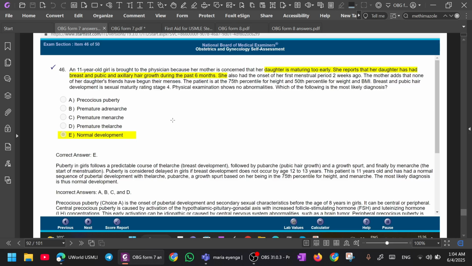Central precocious puberty is caused by activation of the hypothalamic-pituitary-gonadal axis with increased FSH and LH concentration. This early activation can be idiopathic or caused by CNS abnormalities such as brain tumor. Peripheral precocious puberty is caused by release of excess sex hormone from the gonads or adrenal gland, or potentially by ectopic production of hCG from a germ cell tumor. FSH and LH are decreased.